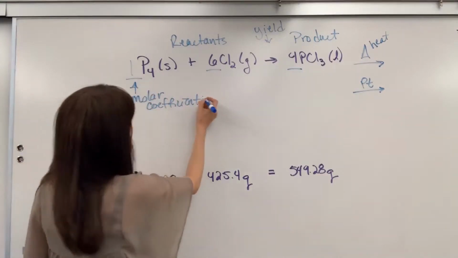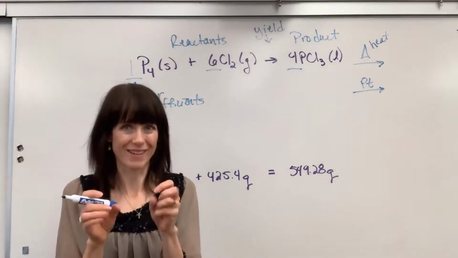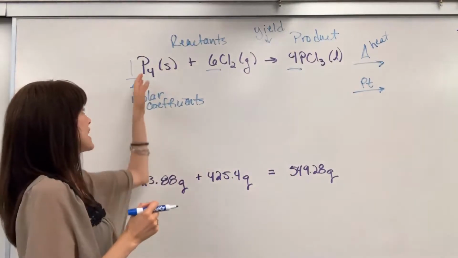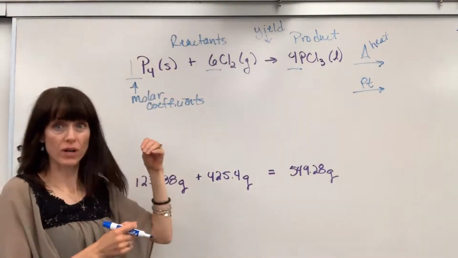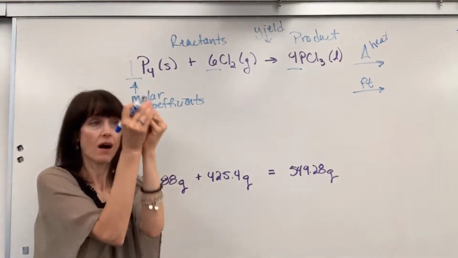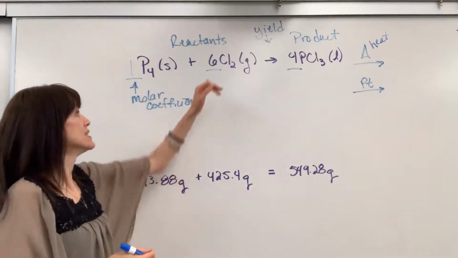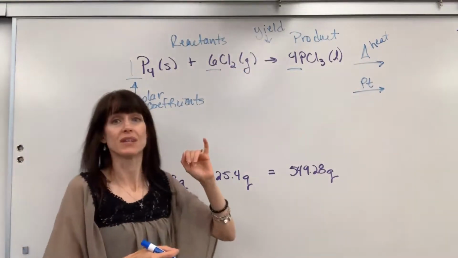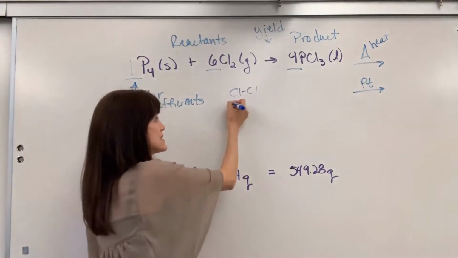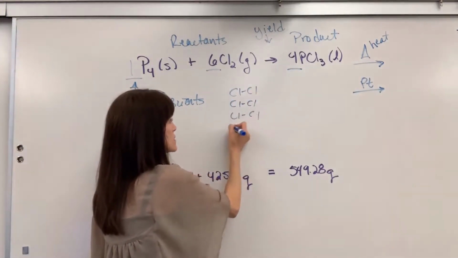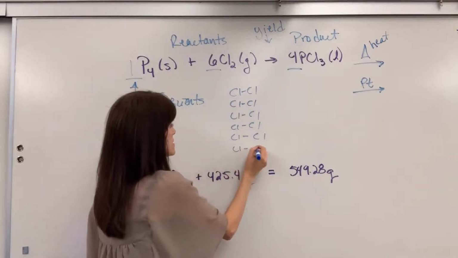Now, if I was looking down at the atomic level, I could say if I have just one molecule of P4, so 4 phosphorus atoms all bonded together, and I have one of that molecule, it will react with 6 molecules of chlorine gas. So you would have a Cl2 like that, and 6 of them. 1, 2, 3, 4, 5, 6.